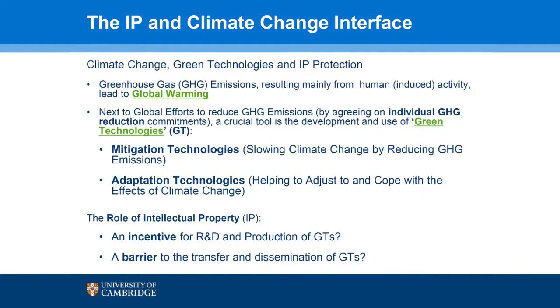these green technologies. So this, on the one hand, can be so-called mitigation technologies, technologies which help to slow climate change by reducing greenhouse gas emissions. So this would be particularly clean energy technologies, right? Solar and wind power and other things, but also the concept of so-called adaptation technology. These adaptation technologies are much broader because they cover essentially any sort of technology which helps a country to adjust and cope with climate change.